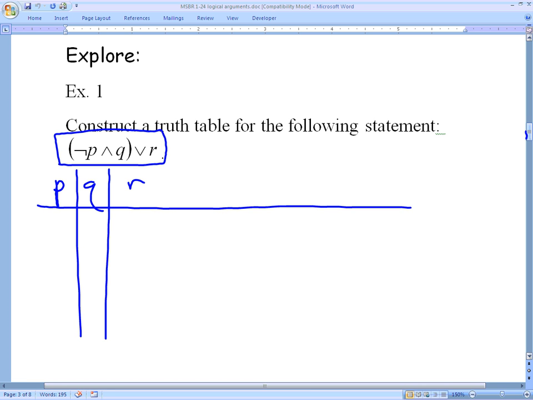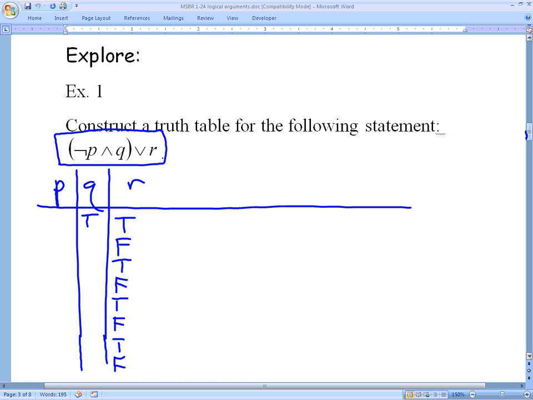And since I have 3 propositions, that's going to be 2 to the power of 3, or 8 rows that I end up having. But you don't really need to remember that number. We just know that the column furthest to the right is going to be TF, TF. And that's what we would do if we just had 2 variables or 2 propositions. But we have an extra one, so we need to double it. So we'll have another TF, TF.